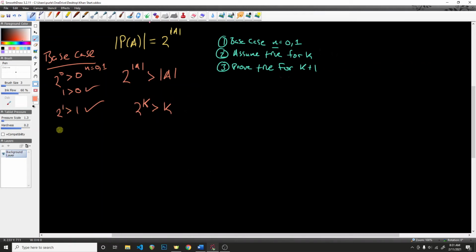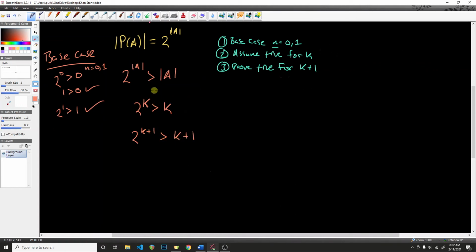Or in other words, we want to prove it for 2 to the 2, because if we can do that, then we can prove it for 2 to the 3, and then we can prove it for 2 to the 4. If we can prove that it's always true, it's just toppling down and knocking over all these dominoes. So in order to prove it true for k plus 1, what we're going to do is write 2 to the k plus 1 is greater than k plus 1.